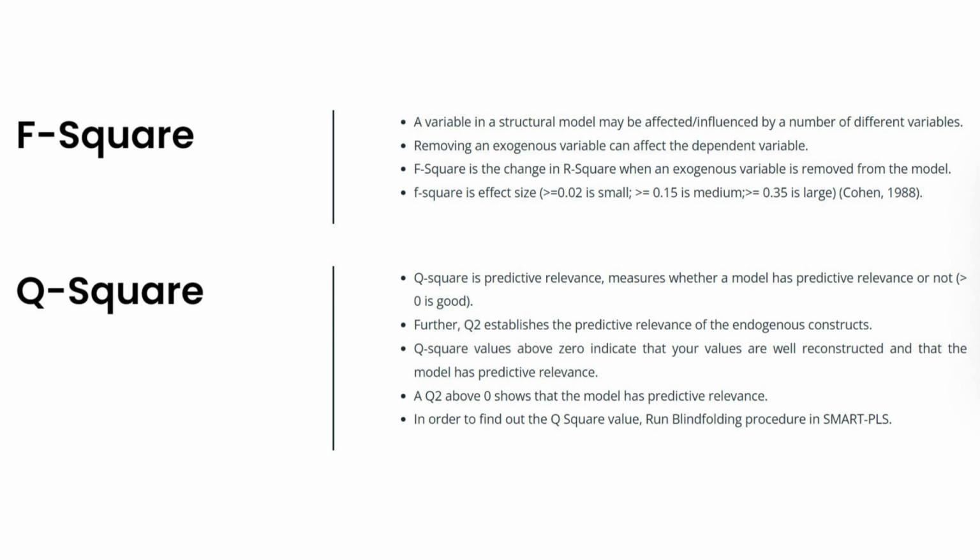Above 0 is good. Further, Q2 establishes the predictive relevance of the endogenous constructs. Q-square values above 0 indicate that your values are well reconstructed and that the model has predictive relevance. A Q2 above 0 shows that the model has predictive relevance. In order to find out the Q-square value, run the blindfolding procedure in SMART-PLS.